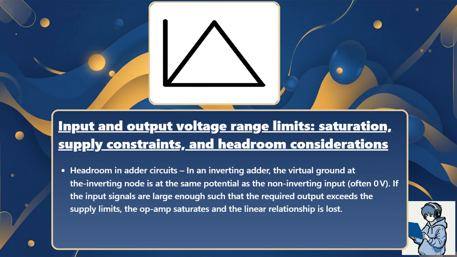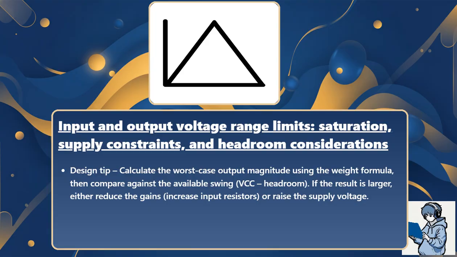Headroom in adder circuits: in an inverting adder, the virtual ground at the inverting node is at the same potential as the non-inverting input, often 0 volts. If the input signals are large enough such that the required output exceeds the supply limits, the op-amp saturates and the linear relationship is lost. Design tip: calculate the worst-case output magnitude using the weight formula, then compare against the available swing, VCC minus headroom. If the result is larger, either reduce the gains, increase input resistors, or raise the supply voltage.